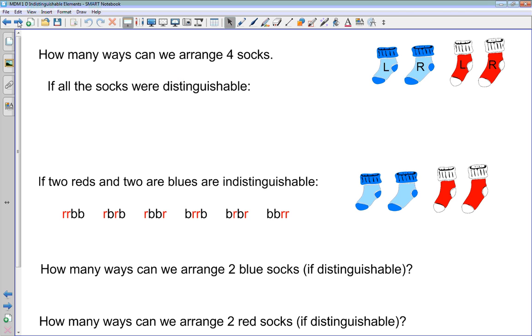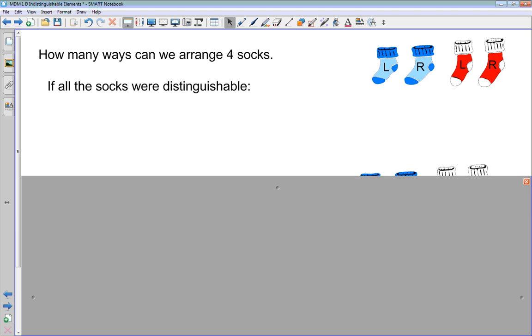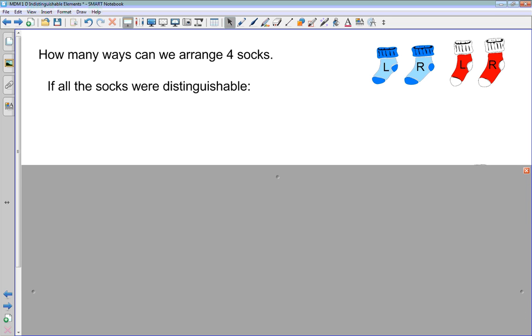How many ways can we arrange the things that we have in these sets where items in the set are indistinguishable? Well, what we're going to do is first remind ourselves how we can arrange things when they are distinguishable. So let's imagine we have 4 socks, 2 blue, 2 red, and for some reason we've labeled them left and right. So once we label each one of these left and right, we know exactly which sock is which, and these socks are now distinguishable.